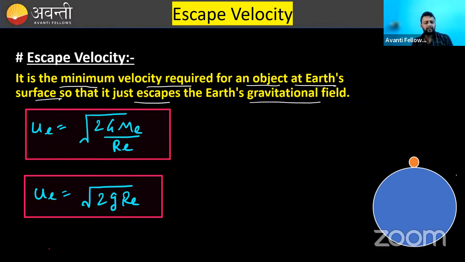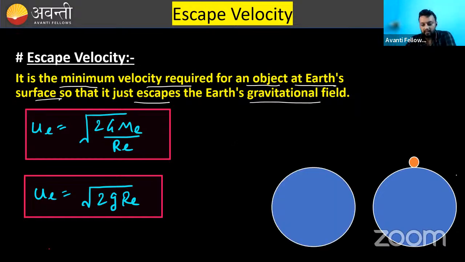The definition might confuse you. Listen to me again. You are on the Earth's surface. You have a ball in your hand, and the minimum initial velocity that you should give it so that it will not return back is known as escape velocity. You have thrown it and it will not return back. If it will not return back, then it is known as escape velocity.